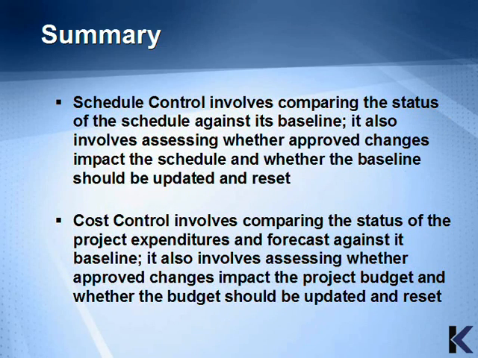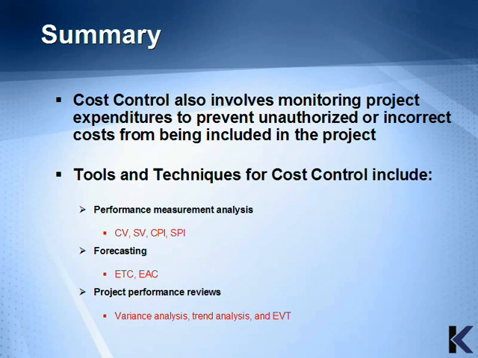Schedule control involves comparing the status of the schedule against its baseline. It also involves assessing whether approved changes impact the schedule and whether the baseline should be updated and reset. Cost control involves comparing the status of the project expenditures and forecast against its baseline. It also involves assessing whether approved changes impact the project budget and whether the budget should be updated and reset. Cost control also involves monitoring project expenditures to prevent unauthorized or incorrect costs from being included in the project.